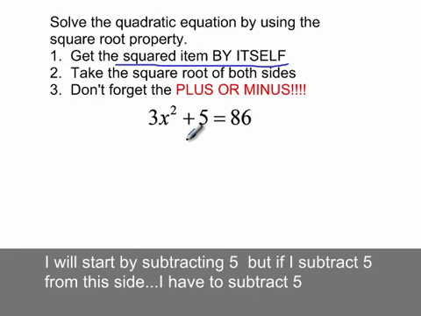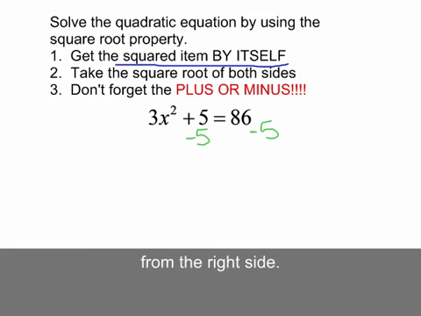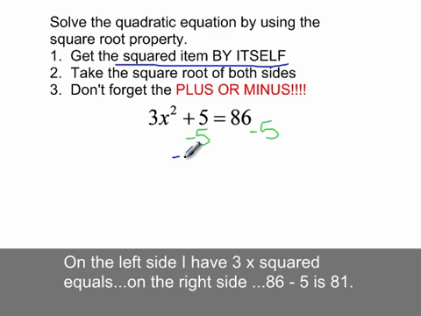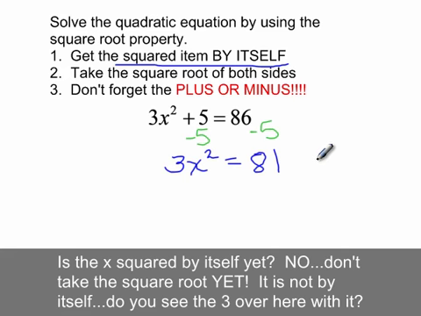I will start by subtracting 5, but if I subtract 5 from this side, I have to subtract 5 from the right side. On the left side, I have 3x squared equals, on the right side, 86 minus 5 is 81. Is the x squared by itself yet? No. Don't take the square root yet. It's not by itself. You see 3 over here with it?